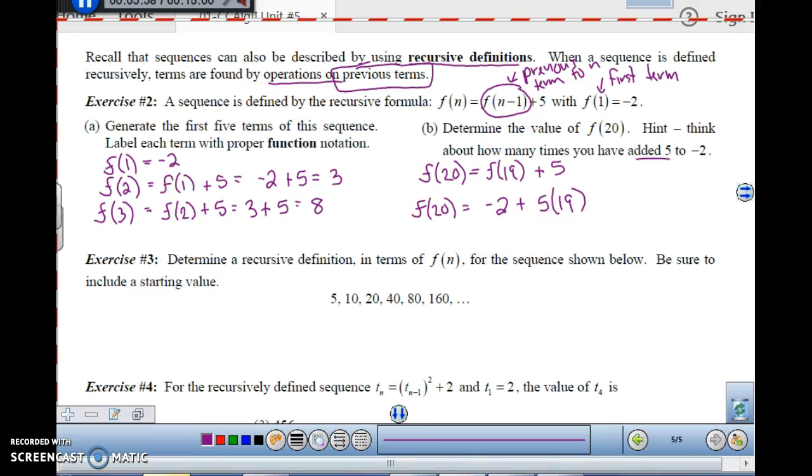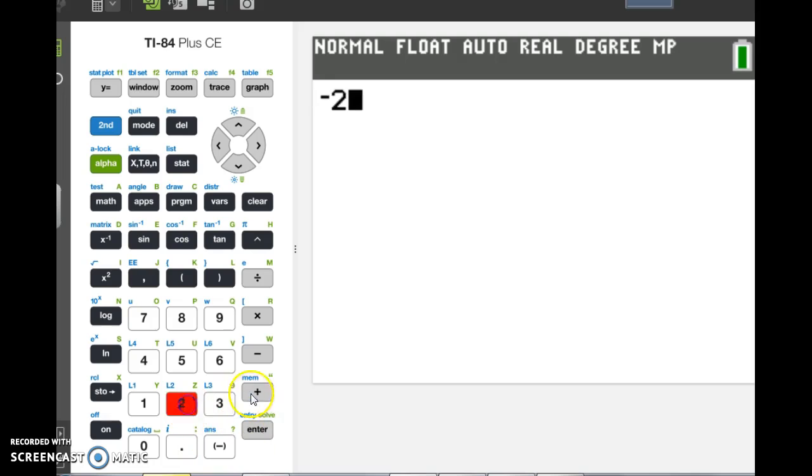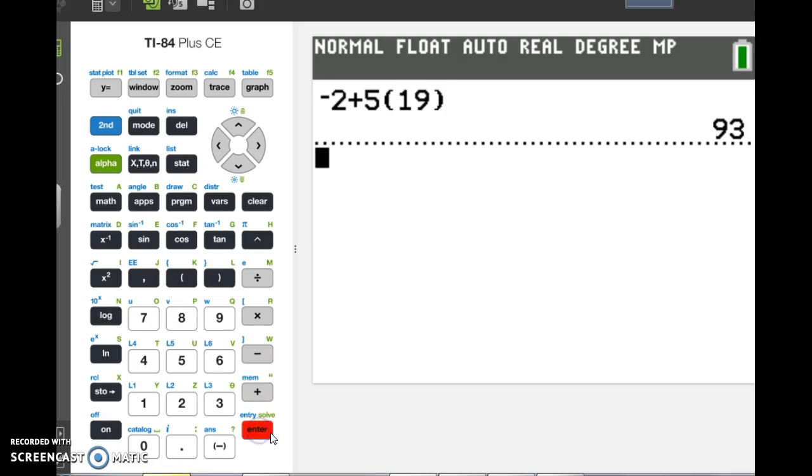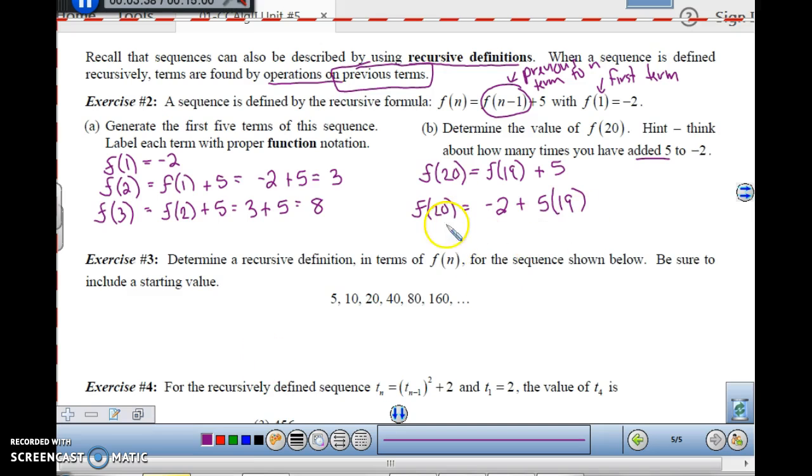And that works out to be negative 2 plus 5. I'm going to add it 19 times. And I end up at 93. So f of 20 would equal 93. Now, this is a little bit different. This is what's called an explicit formula.